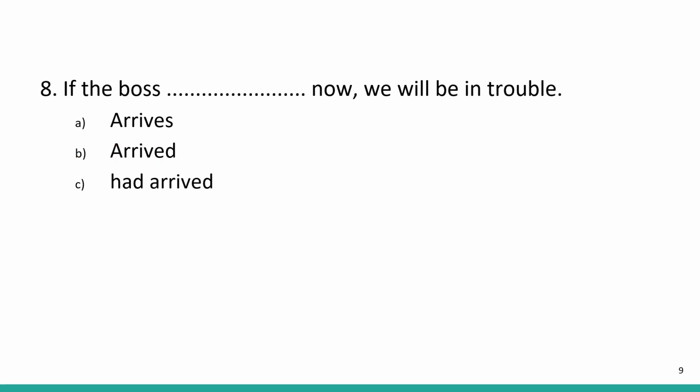Now the next. If the boss dash now. Now shows present time. We will be in trouble. Now this is will be, that is future condition or future possibility. Now in this case, this is type 1 condition. After if we have subject plus verb first or verb fifth form. Then we have subject plus will, that is future indefinite plus verb first form. Now this we have already given: will be in trouble, will and verb first form.